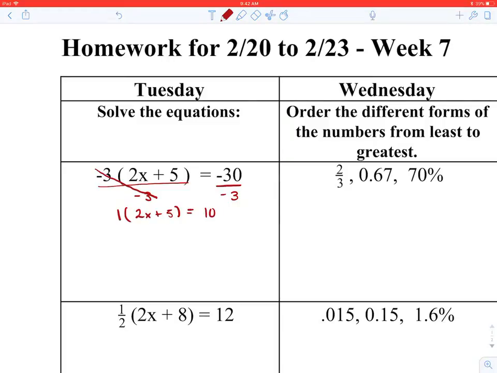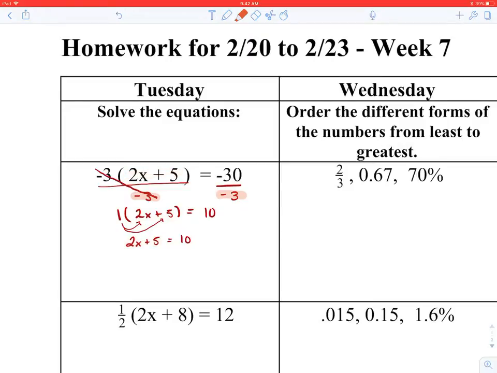Now, that 1 that's on the outside that we just set, if we were to distribute it out into the numbers in the parentheses, it's still just going to be 2x plus 5. So by dividing both sides by -3 at first, that allowed us to get rid of that -3 on the outside and then just have the quantity inside of the parentheses left over, as you can see here.